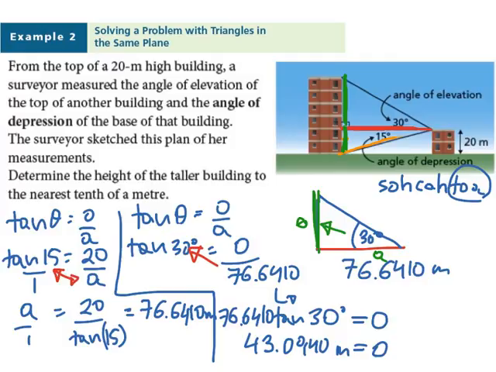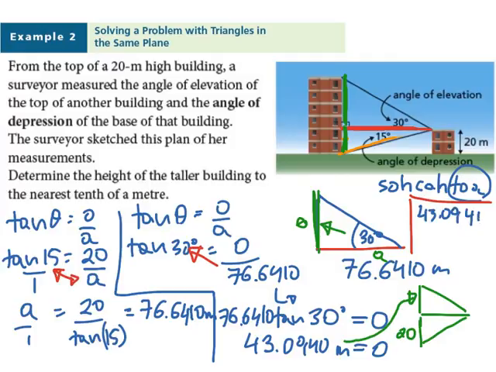Now, don't think that this is actually the height of the building altogether. You see, the building was composed of two triangles. We know that this 43 meters is for the top part of the triangle, but the bottom part was 20. So what we have to do is add these two values together. So the sum is 43.094. Notice that I'm keeping all the decimal values. I'm going to add it to 20, and we get the final answer.